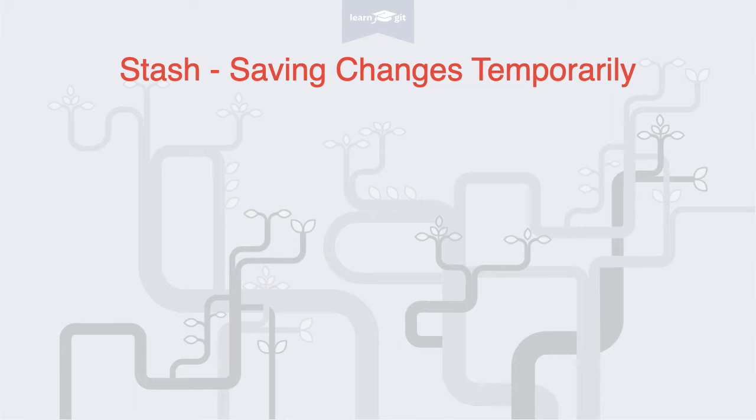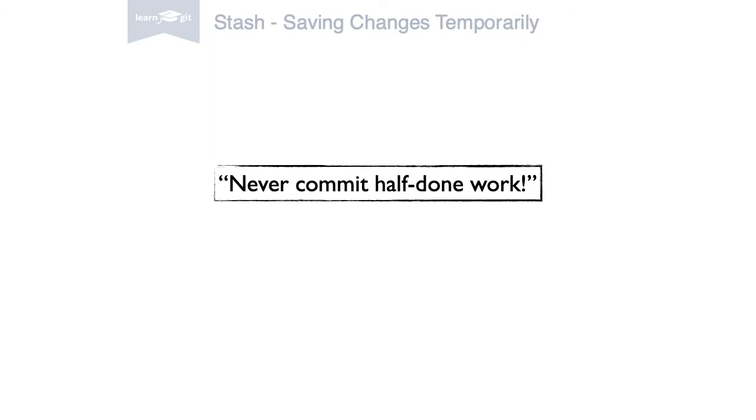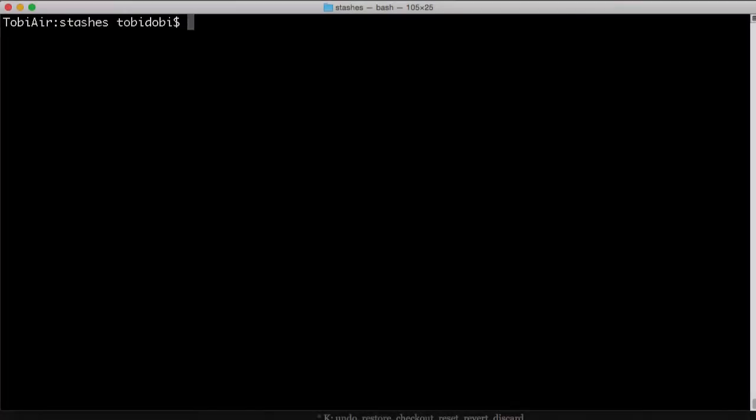You have all those modifications in your working copy, all this unfinished work. And there's an important rule in version control. Never commit half-done work. Commits are really made to wrap up something completed. It might be small, but it should really be finished, tested, and working. So this is where the Git Stash feature comes in.